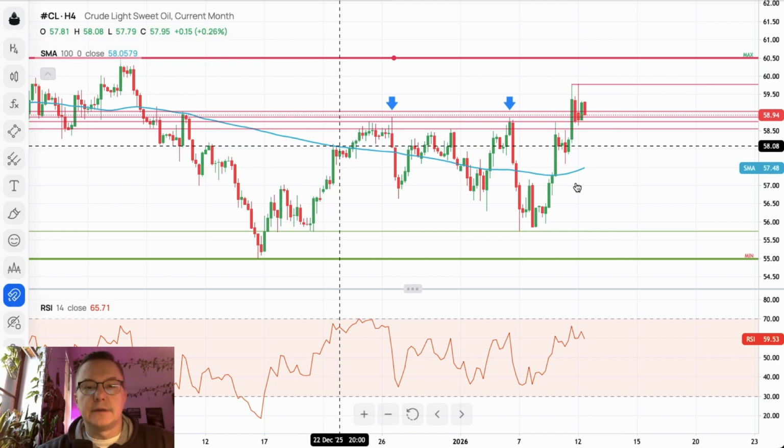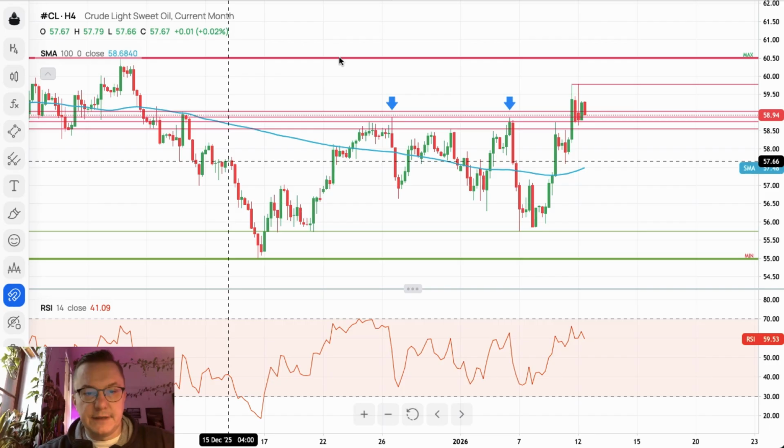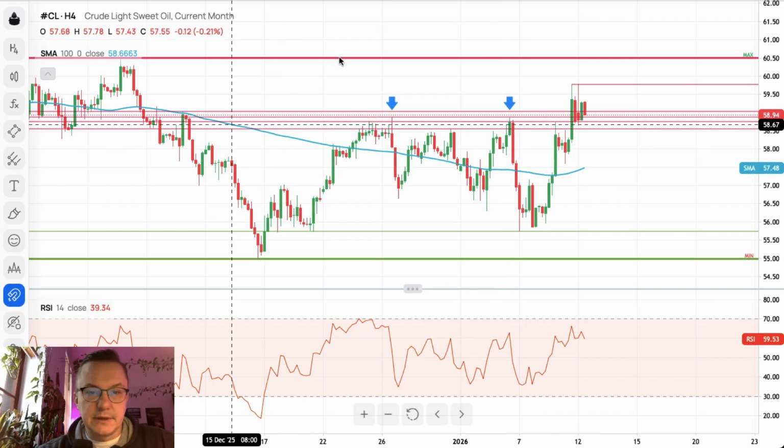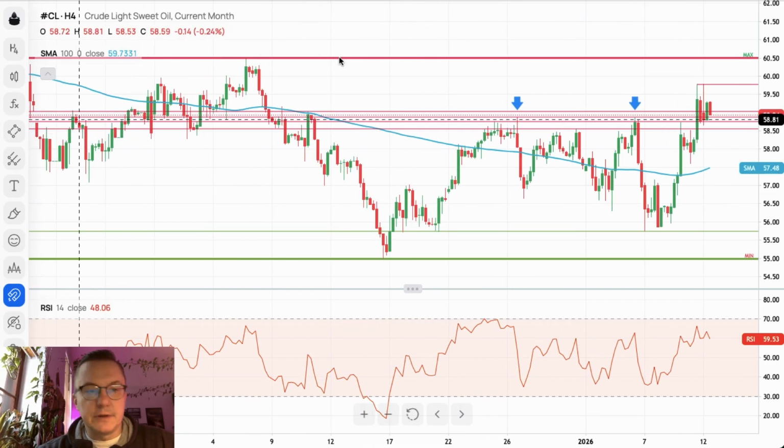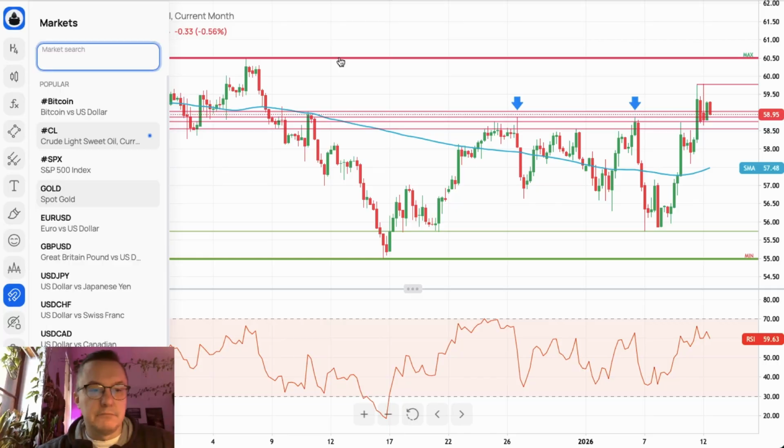Nevertheless, this level 60.49 is the range high, right? Because we are talking about this swing here. So this is the range high. Any breakout higher is bullish, at least temporary bullish.